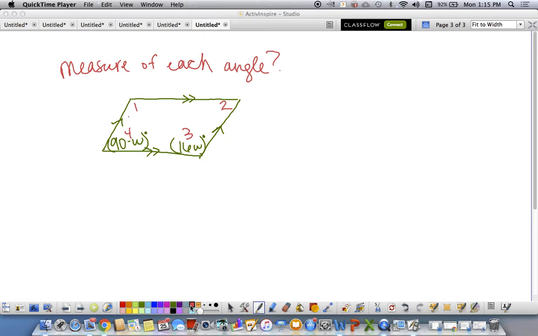So the question is, if you know one angle, can you find out the other three? Yes. And sometimes you have to know how these angles that are given to me are related to each other. What's the double, 90 minus W?